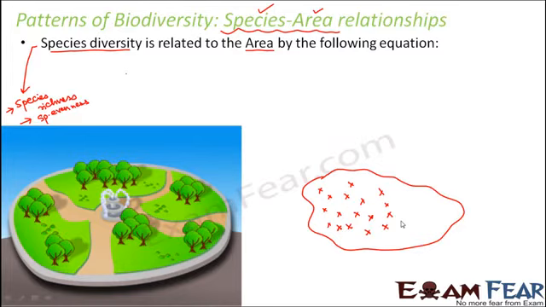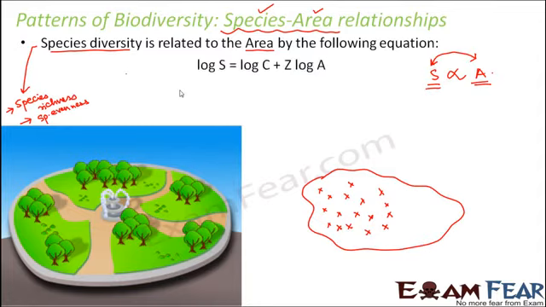So this means that the species diversity will increase, that is, it will be directly proportional to the explored area in some way. Now, what is that some way in which they both will be related? That is what we will see in the species area relationship equation. So the equation is somewhat like this. The equation says log S is equal to log C plus Z log A.